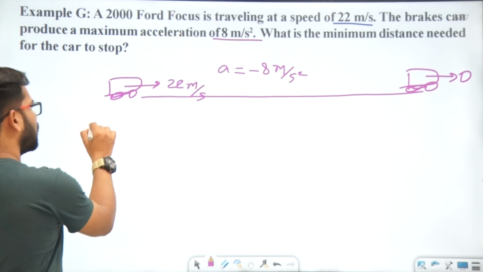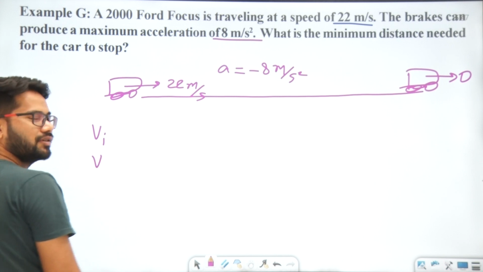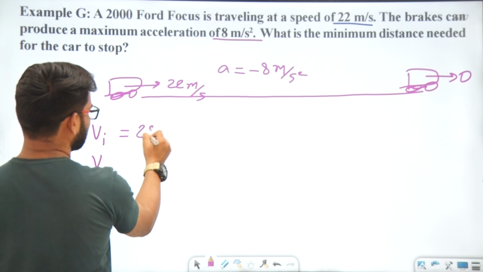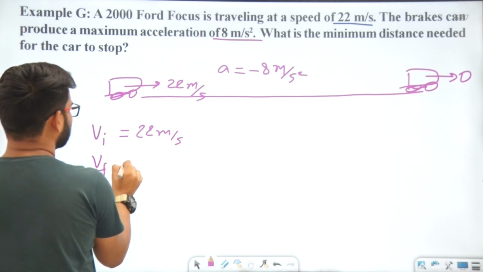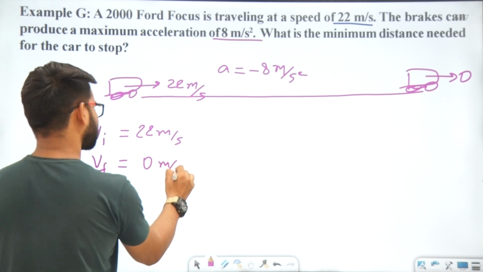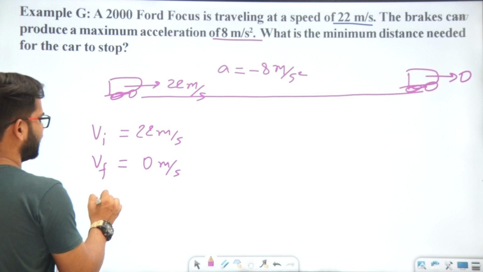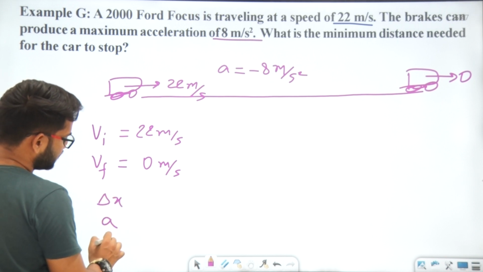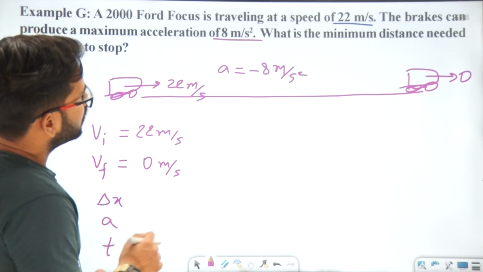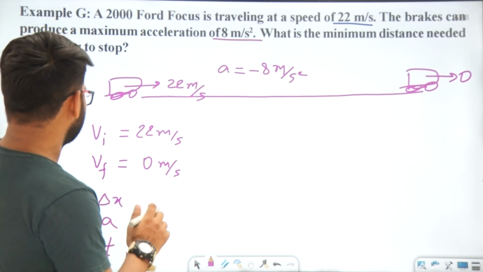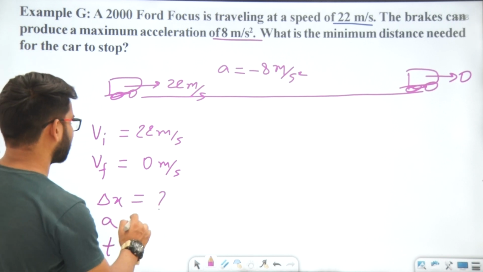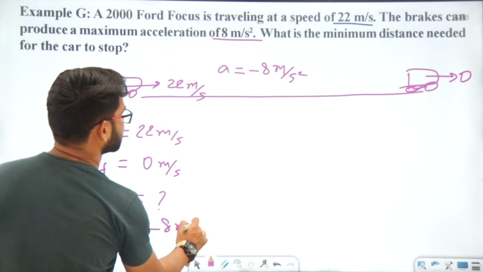So write the quantities. Vi we have 22 and finally it's going to stop, so final velocity will be 0 meters per second. Then Vi, Vf, delta x, a and t. We have been asked about delta x. Acceleration we have given, minus 8 meters per second squared.